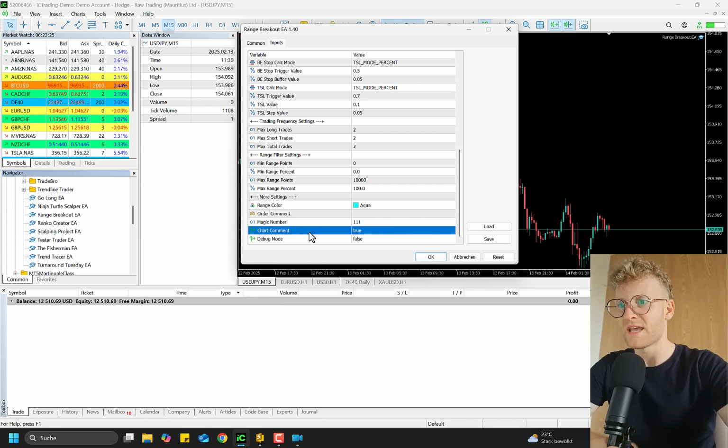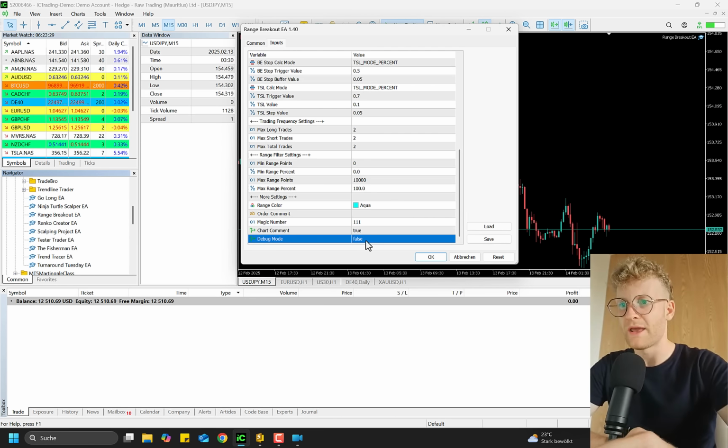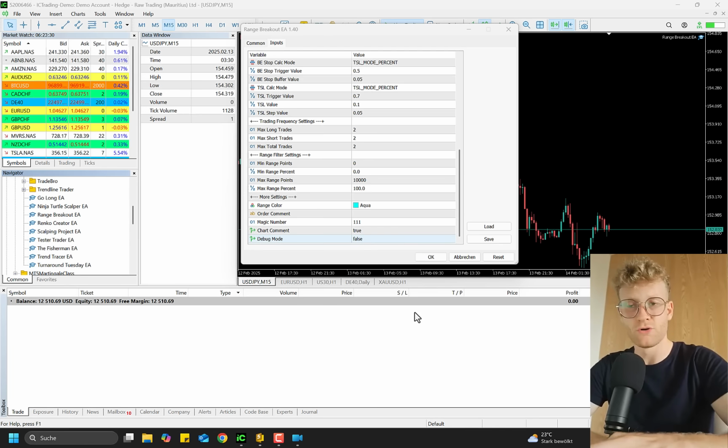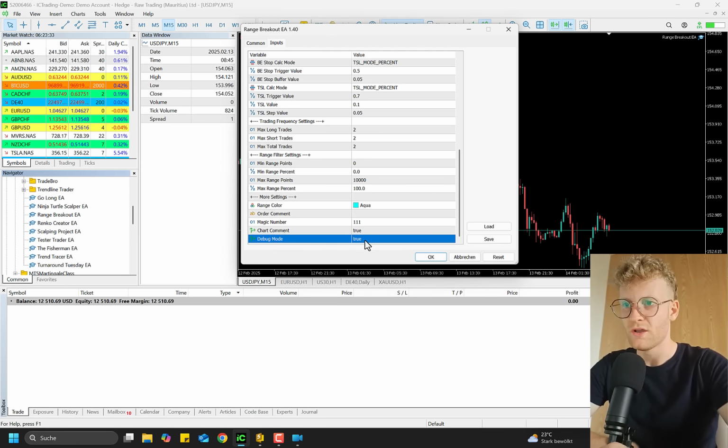Then we can say if you want to display the little chart comment in the upper left corner of the chart, and if you want to activate the debug mode. If you activate the debug mode, you have some more information in the expert's journal, but in most cases it's not necessary.